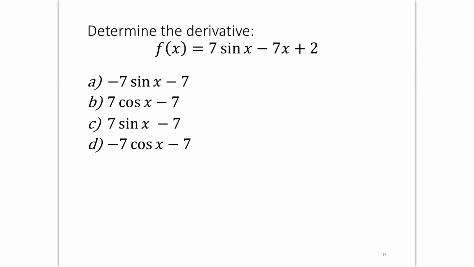Determine the derivative of 7 sine x minus 7x plus 2. Go ahead and pause the video and give it a try. All right, the correct answer is B. The derivative of the 2 is just gone, and then we know the derivative of sine is cos.